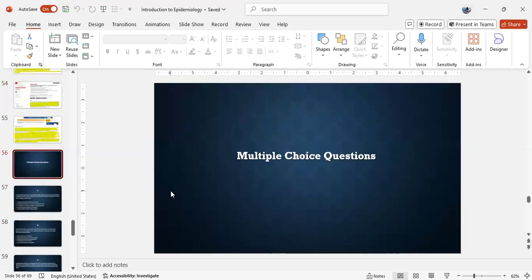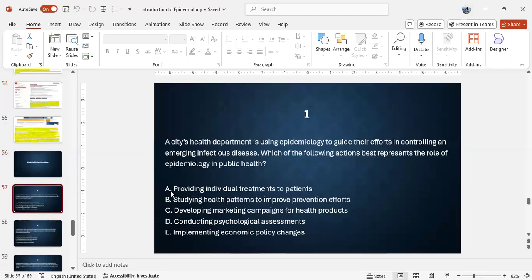Moving forward to the multiple choice questions. A city's health department is using epidemiology to guide their efforts in controlling an emerging infectious disease. Which of the following actions best represents the role of epidemiology in public health? A. Providing individual treatments to patients. B. Studying health patterns to improve prevention efforts. C. Developing marketing campaigns for health products. D. Conducting psychological assessment. E. Implementing economic policy changes.